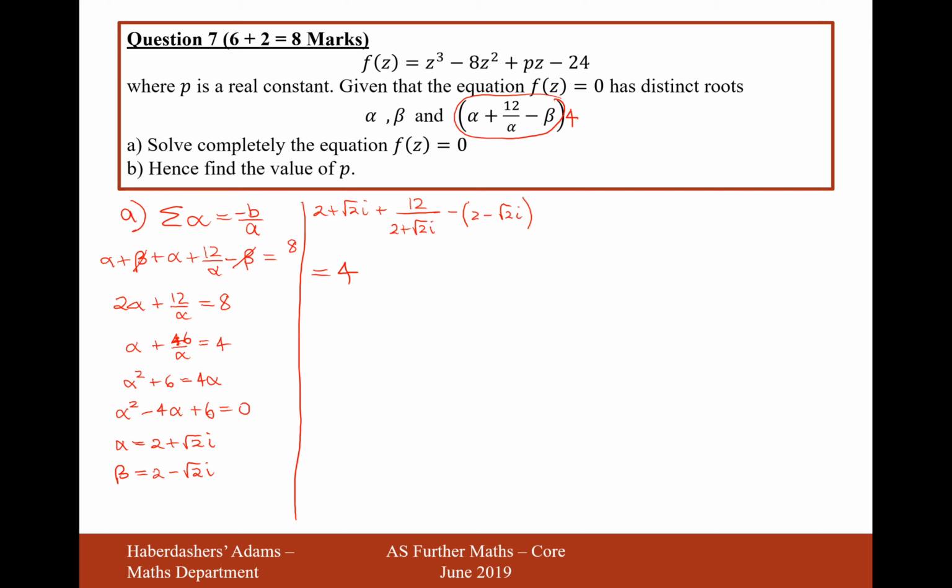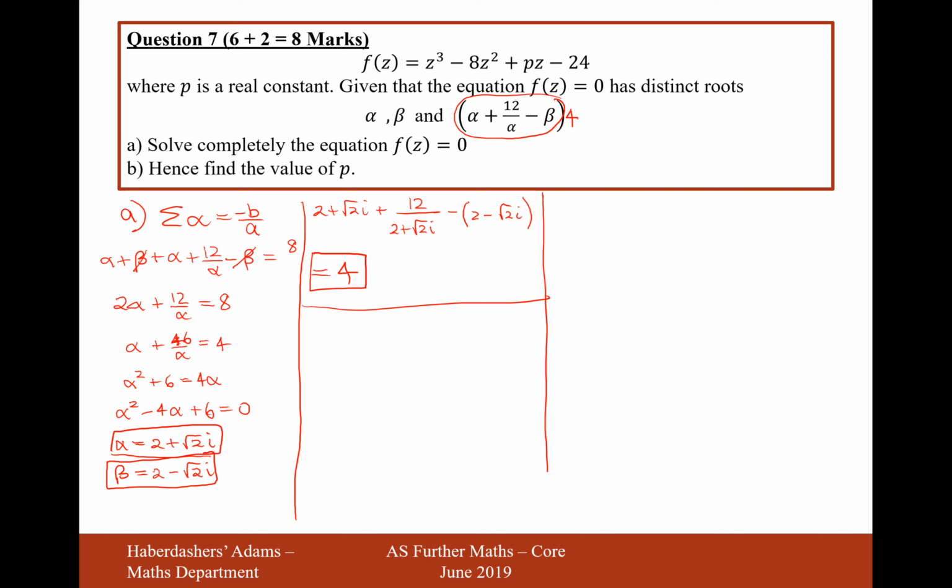So there we are. And if you were to try it the other way around and put this root here as 2 minus root 2i and then work out the third root, then you would get 4. So it doesn't really matter which way around you've done that. So your roots here are 2 plus root 2i, 2 minus root 2i, and 4. These are your 3 roots.